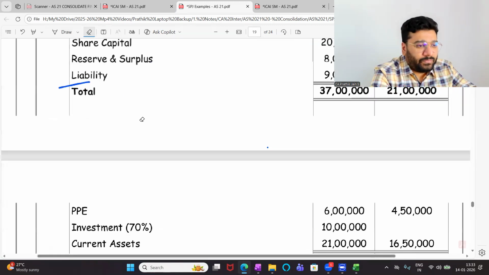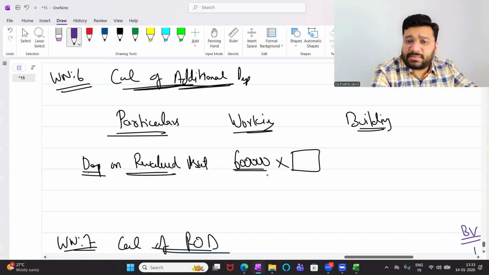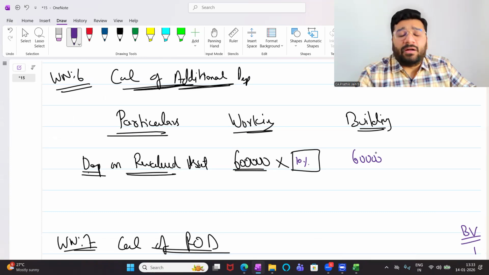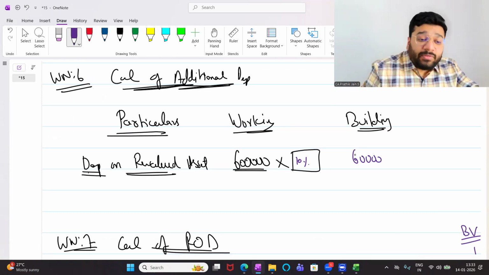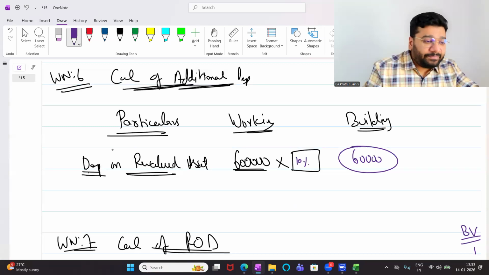Done? Great. Now that you know the rate of depreciation, sir, can I come back to working note number 6? 6 lakh into 10%. How much it is? 60,000. Sir, can I minus the entire 60,000 depreciation from AOP? No. Why? Because out of this 50,000 is already subtracted. So balance 10,000 we have to subtract. So minus depreciation already charged.